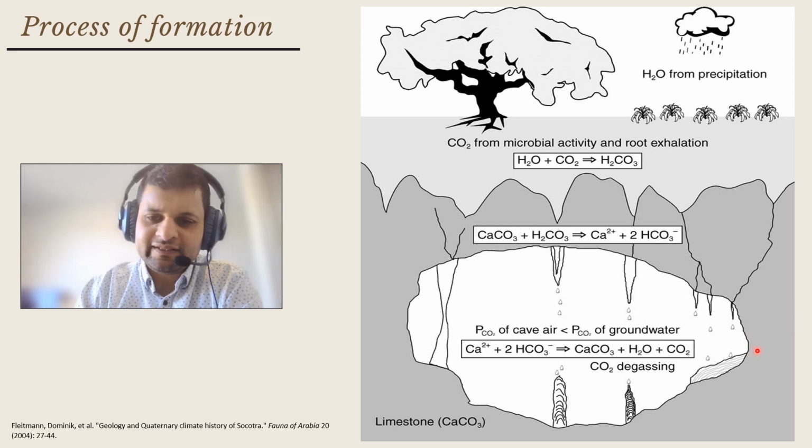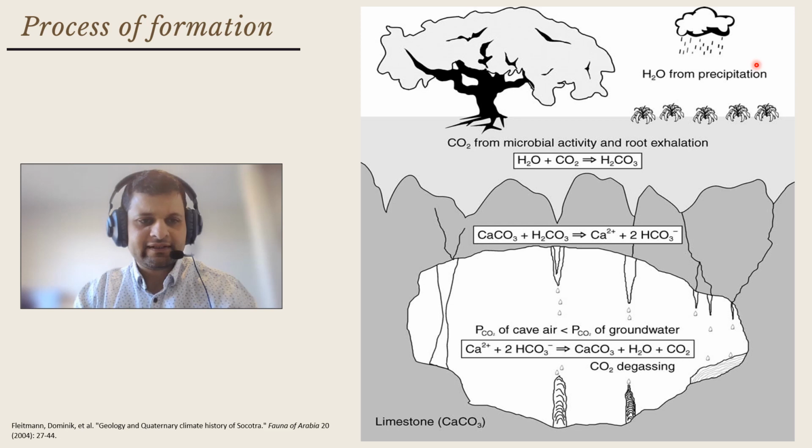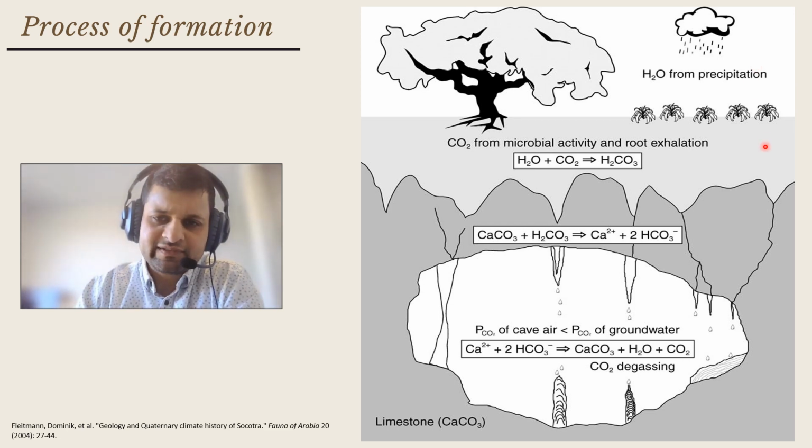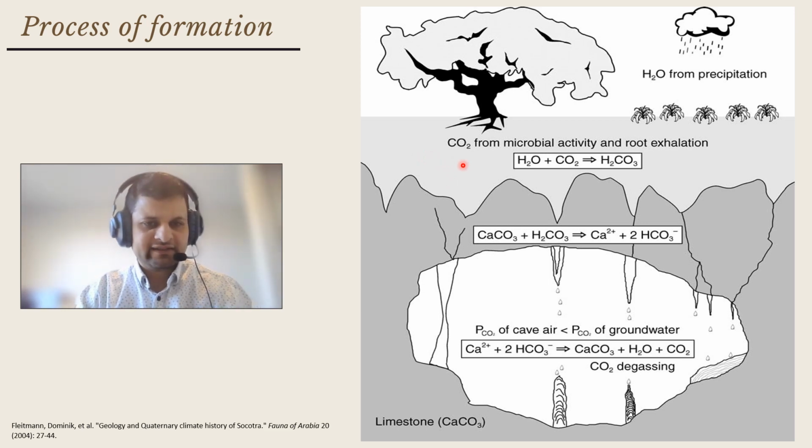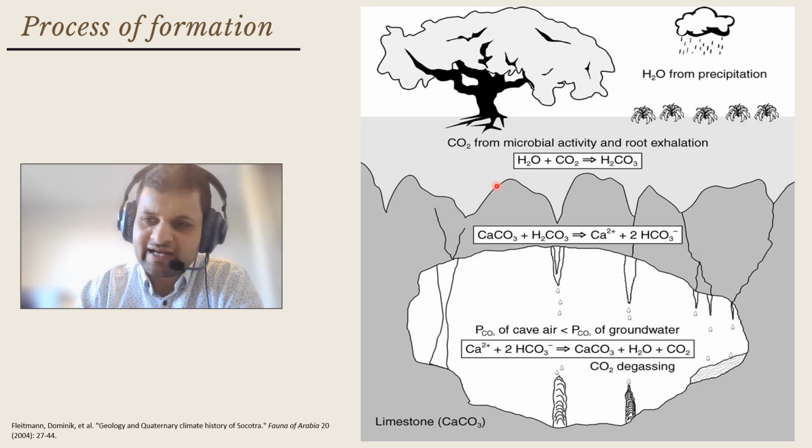So these are your underground caves, and you've got rainfall. Water comes in the form of rainfall, or there can be some underground moisture as well. As the water starts to percolate down, there is carbon dioxide released from the microbes in the soil and from the roots of the trees. These two things react and produce H2CO3, which is carbonic acid.